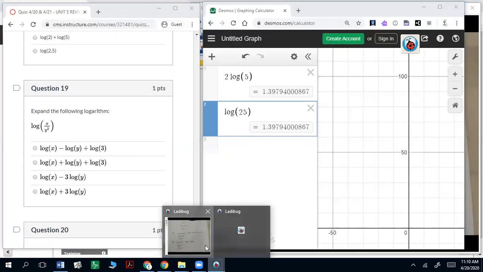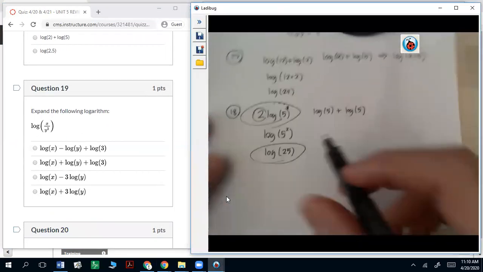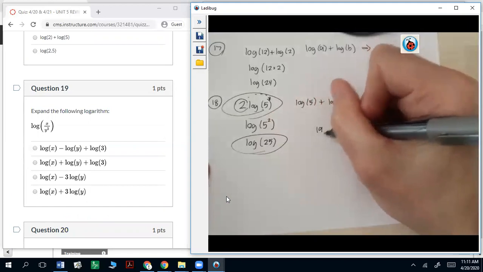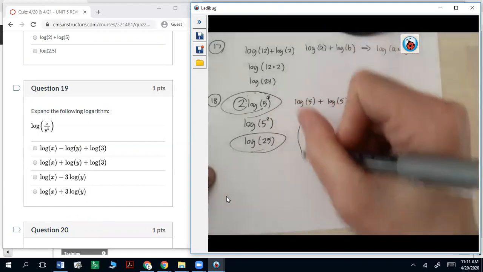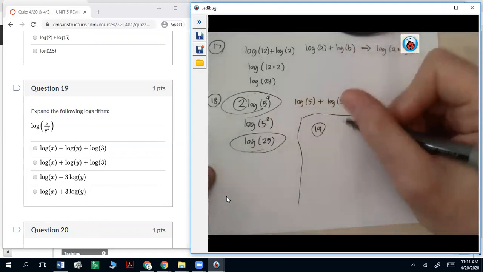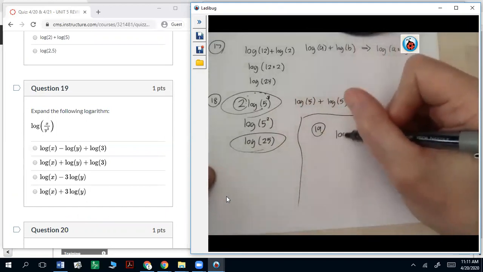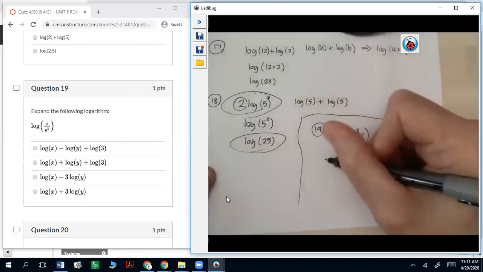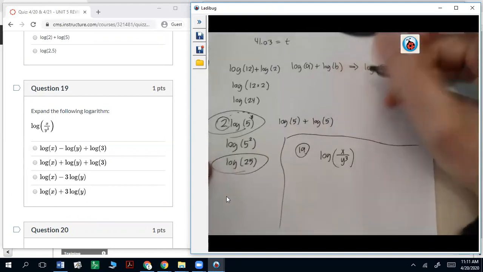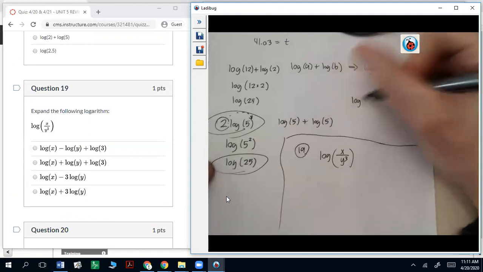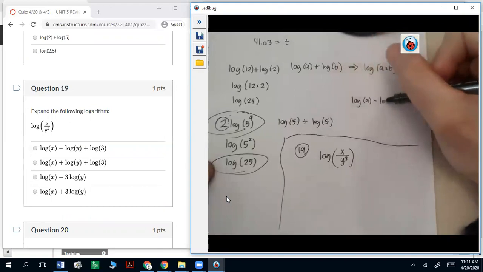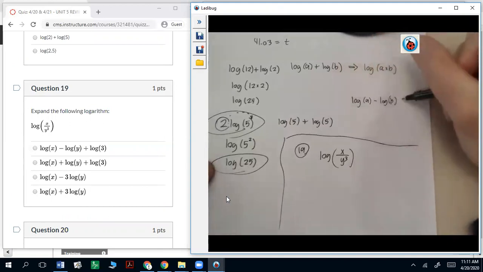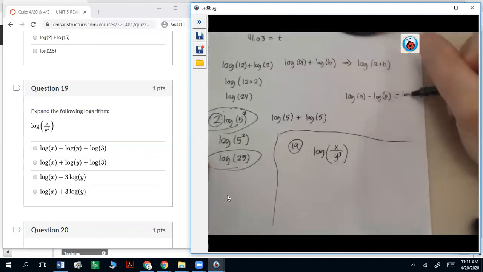All right, last one, which doesn't have numbers, so we'll have to do that one by hand. For question 19, this is the division. So when I have log of x over y cubed, I want to break that up. The quotient property would be log of a minus log of b. And that's the same thing as saying log of a over b.